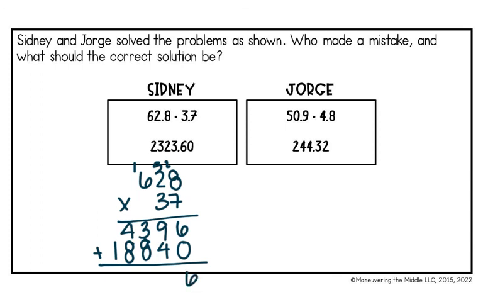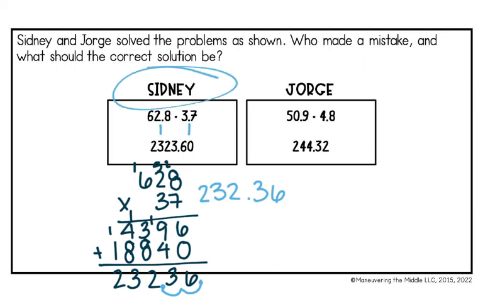6 plus 0 is 6, 9 plus 4 is 13, put down 3, carry the 1. 3 plus 8 is 11, plus 1 is 12, put down 2, carry the 1. 8 plus 4 is 12, plus 1 is 13, put down 3, carry the 1, and then 1 plus 1 is 2. And now we need to go back in and put in our decimals. So 62.8 has one digit, 3.7 has one, so I need to move the decimal 2 places to the left, so her answer should be 232.36. So Sydney is the one who made the mistake.